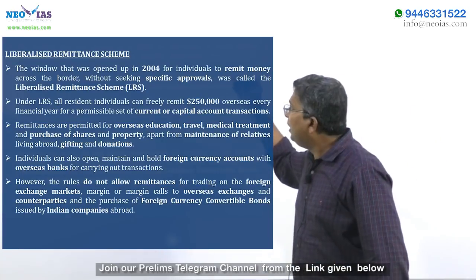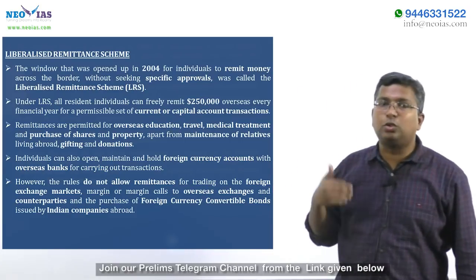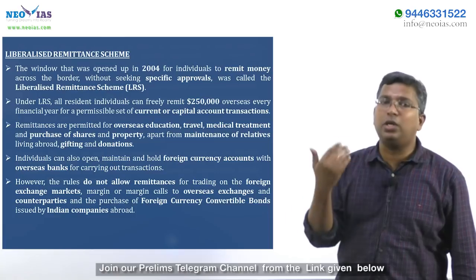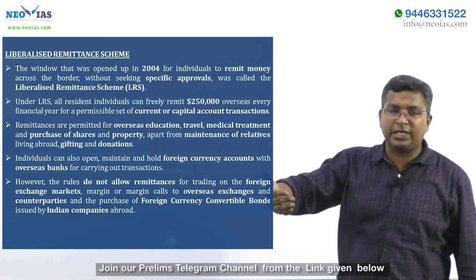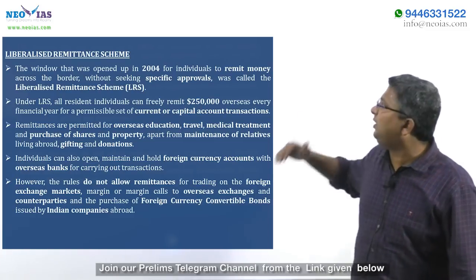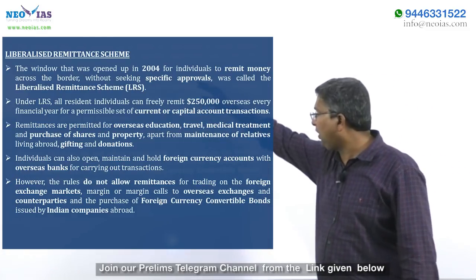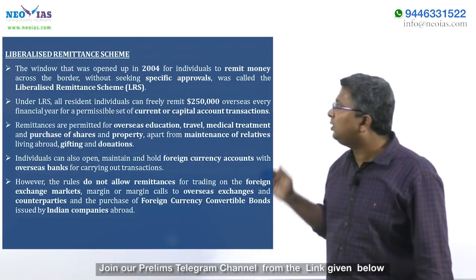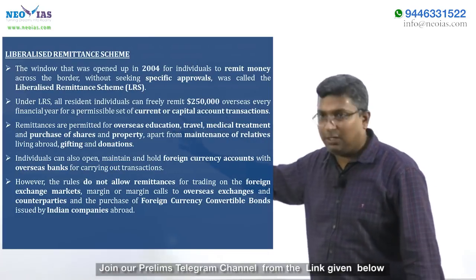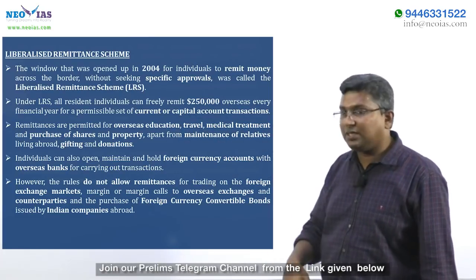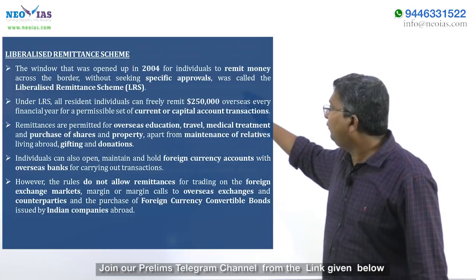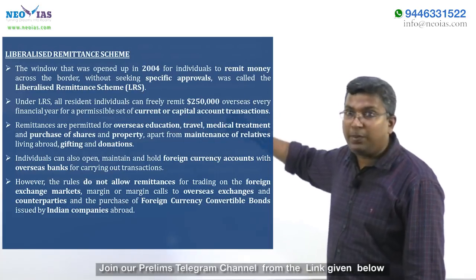Even though it was introduced in 2004, as time progressed, the amount which can be transferred outside the country without approval has been increased gradually, and finally that is the limit. So this was not the initial limit, this is the present limit. The present limit under the Liberalized Remittance Scheme is for all resident individuals. All resident individuals in India can freely remit 2,50,000 US dollars. Not rupees, dollars.